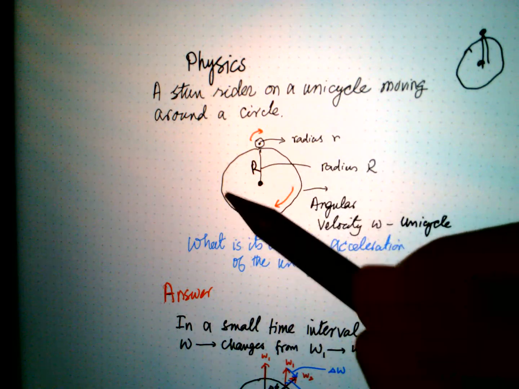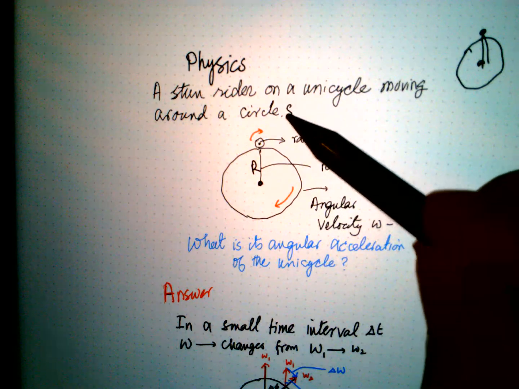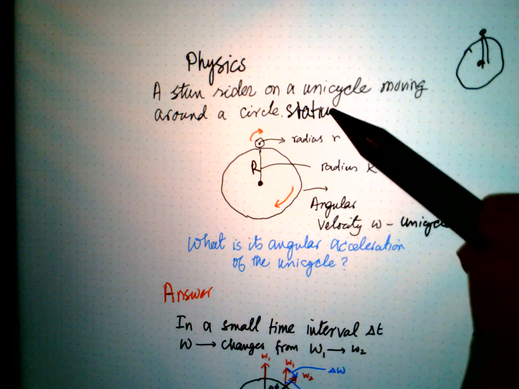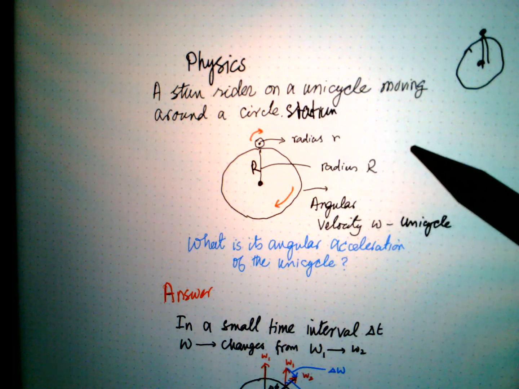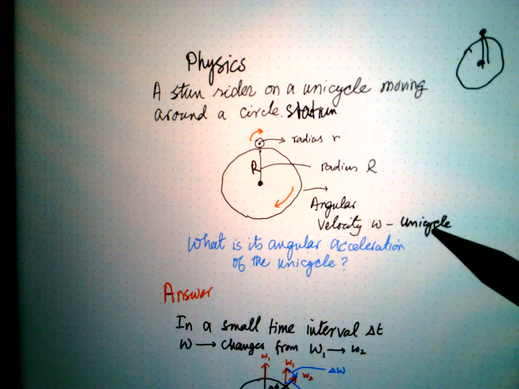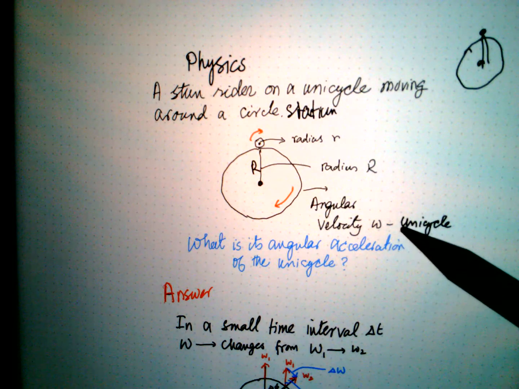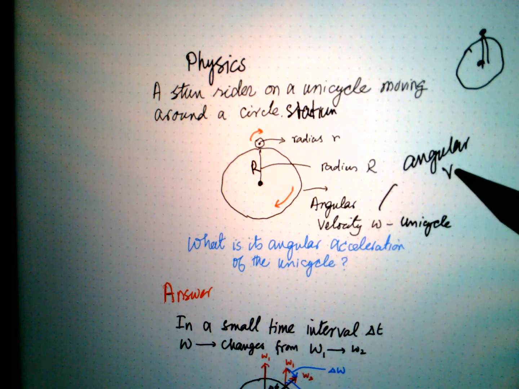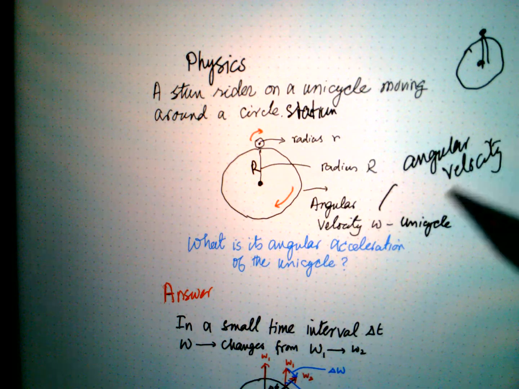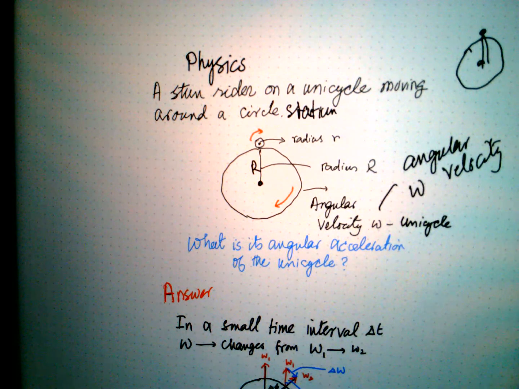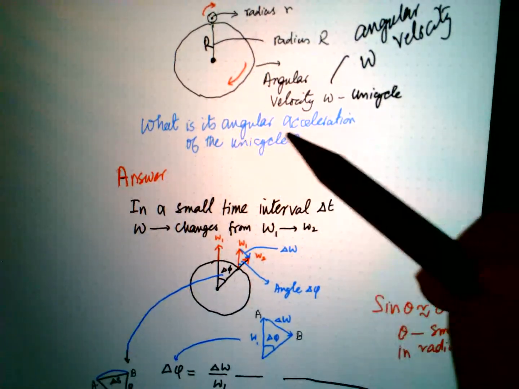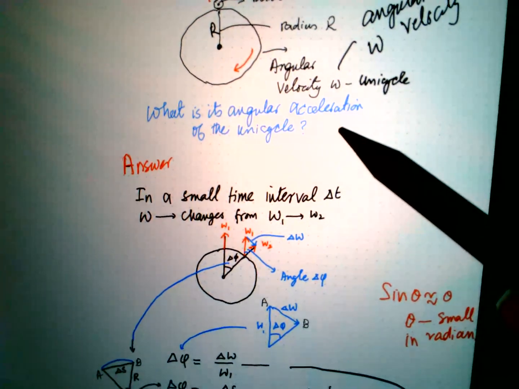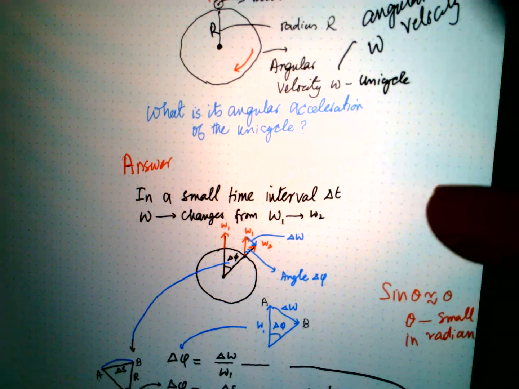And around the circle stadium, its frequency is omega, the angular velocity, omega. So the question is, what is the angular acceleration of the unicycle? We have to find the angular acceleration of the cycle.